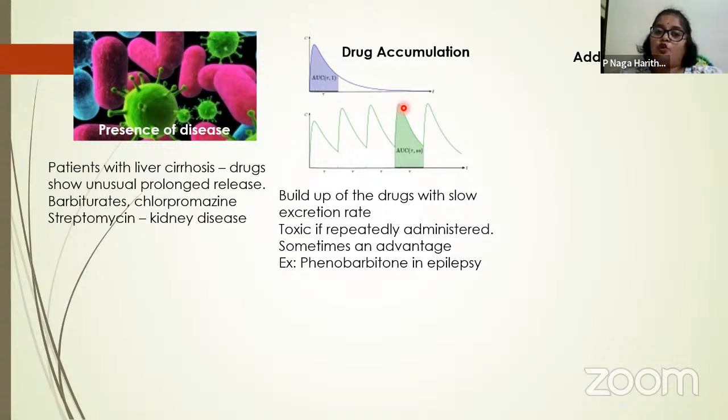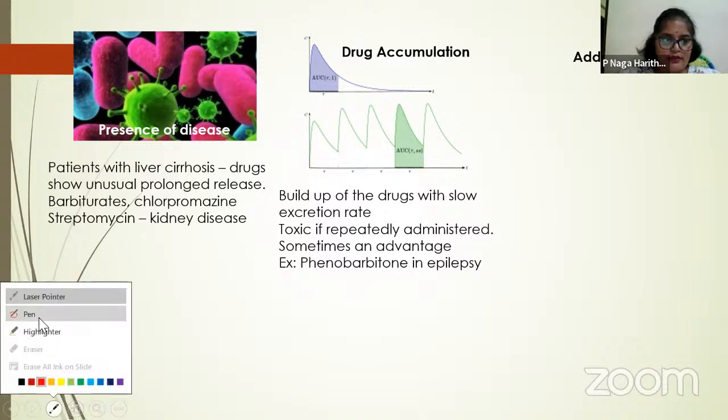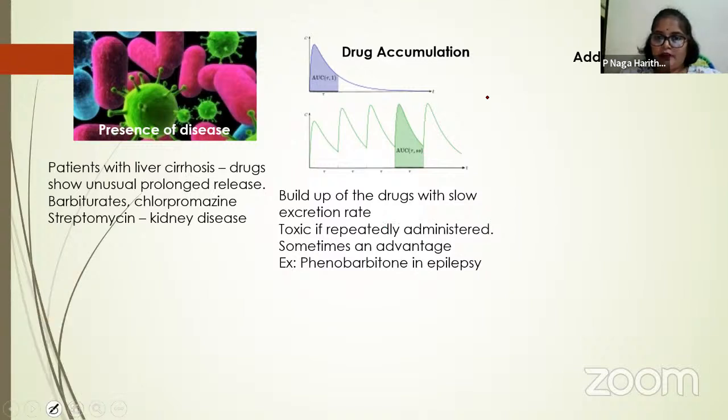So if you don't decide at what interval the drug has to be given, and if you don't give it properly, then definitely drug accumulation is going to happen. So here it is coming to the minimum and then it is going to the maximum. Let me show you one thing here. Take this as a plasma concentration time profile.